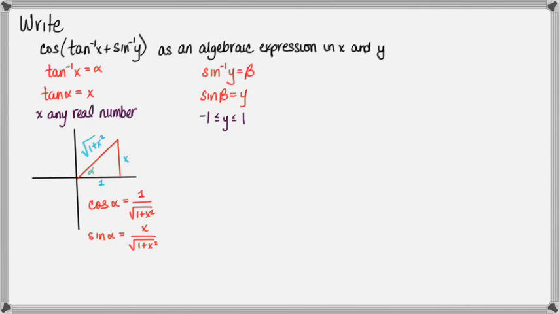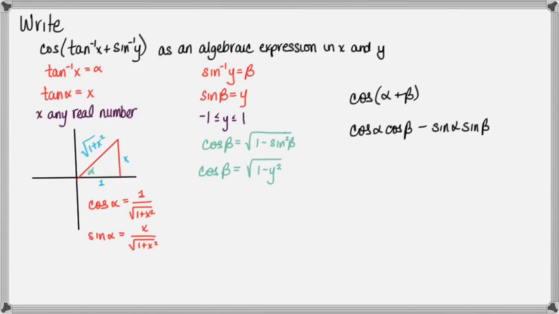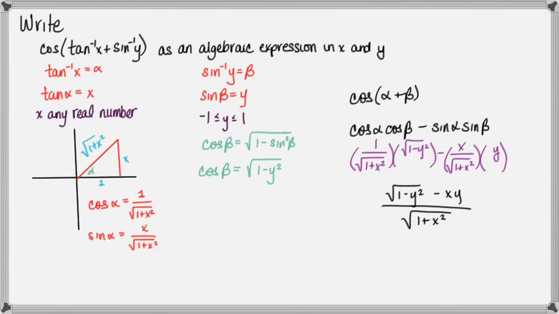Working with beta, we can use our identity. So cosine beta is root 1 minus sine squared beta. Cosine beta is the square root of 1 minus y squared. Now we go to our formula. Cosine of a sum is cosine of the first, cosine of the second, minus sine of the first, sine of the second. Replace with our algebraic expressions. Condense what we can. Again, we'll stop there.